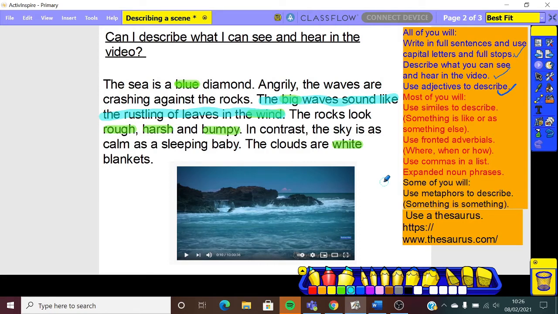In contrast, the sky is as calm as a sleeping baby. So I'm saying that the sky is as calm as something else. So I'm not saying this, it is the sky. I'm not saying that the sky is a sleeping baby. I'm saying that the sky is as calm as a sleeping baby. So I've got another simile there. Okay. So I can give that one a tick, can't I?